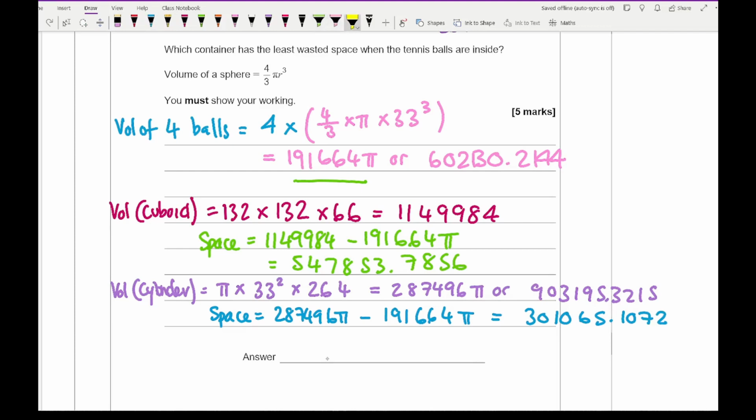So comparing this answer to this one here, which one's smaller? Well, it's going to be the cylinder. And there we go. Now one thing I forgot to do is put the units, but yeah, we'll be comparing those two numbers.